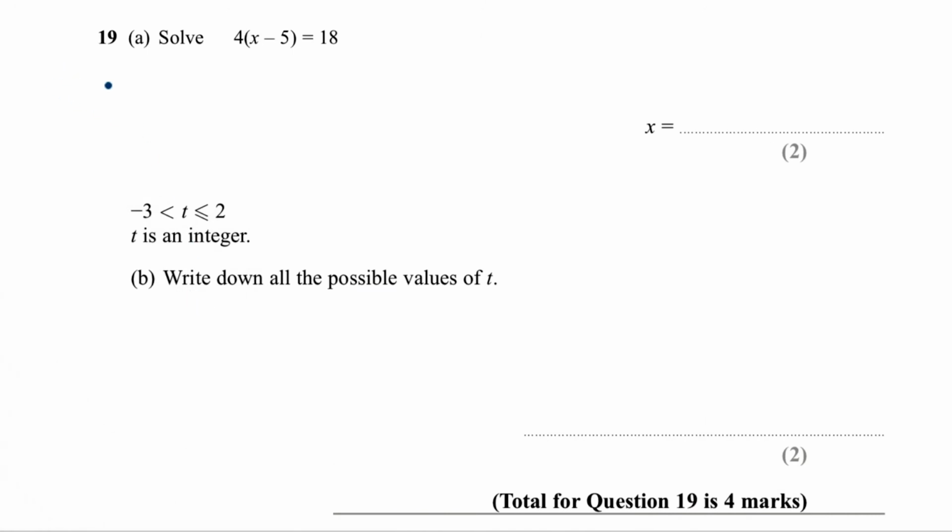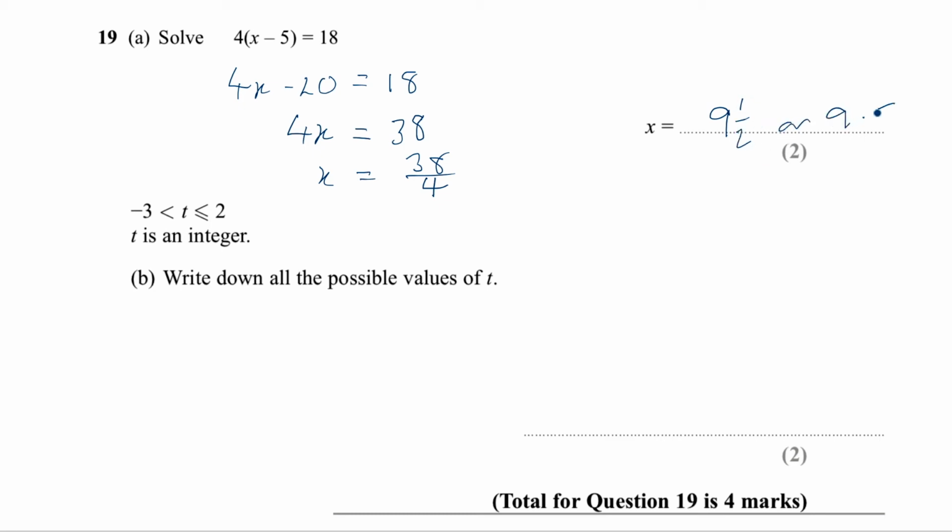Question 19, part A. Solve that little equation there. 4 into x minus 5 equals 18. Now, it's easiest with this one, I think, to multiply out the brackets. So we're going to have 4x minus 20 equals 18. Then we'll add 20 to both sides, so 4x equals 38. Then we're going to divide 38 by 4, so x is 38 divided by 4. Well, 4 nines are 36, so we've got 9, 2 quarters left, so that's a half, so 9.5.